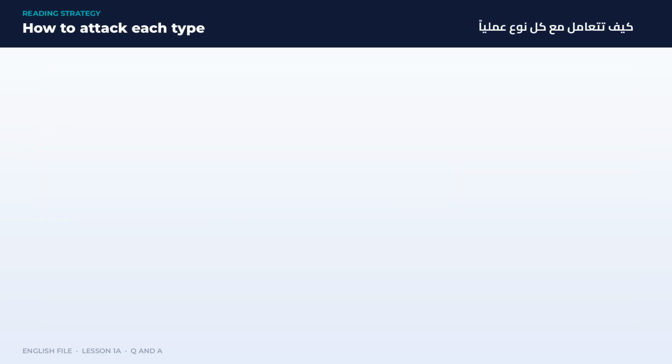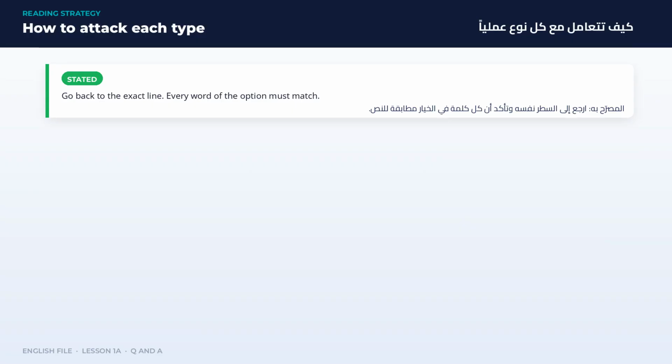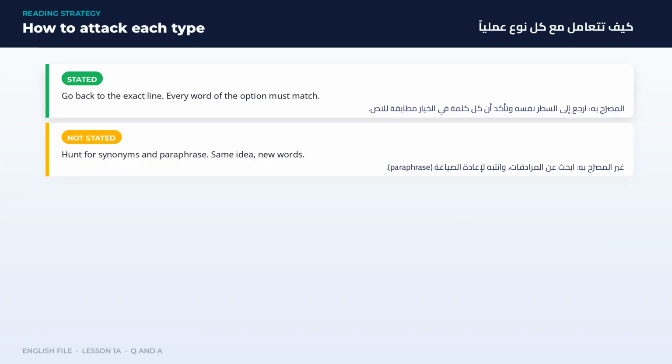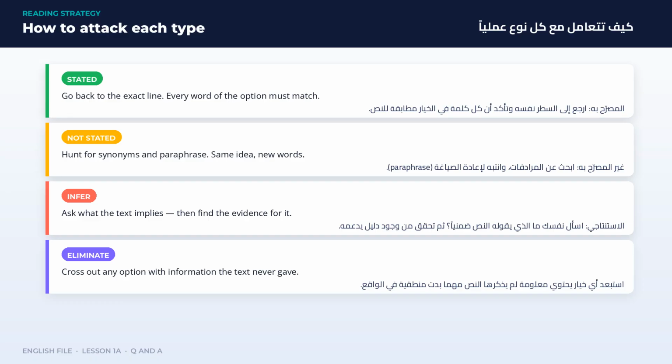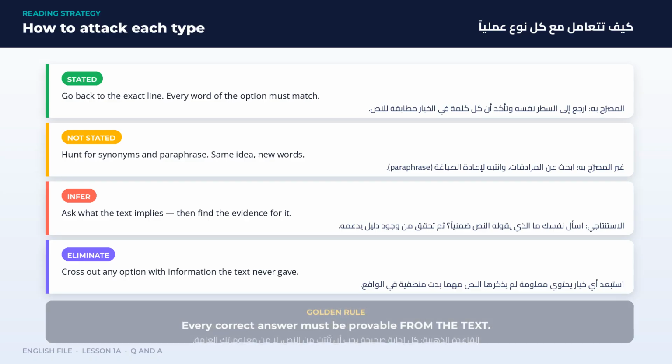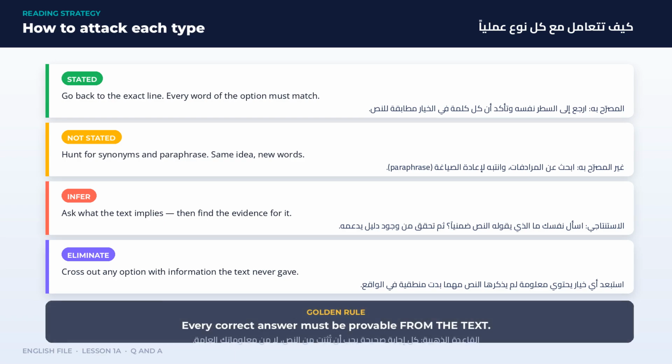So here is how you attack each one. For a stated question, go back to the exact line and check that every word of the option matches. For a not stated question, hunt for synonyms and paraphrase. Same idea, new words. For an inference question, ask what the text implies, then find the evidence that supports it. And always eliminate any option that contains information the text never gave you, no matter how true it sounds in real life. That is the golden rule. Every correct answer must be provable from the text.